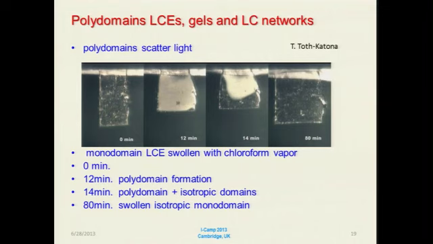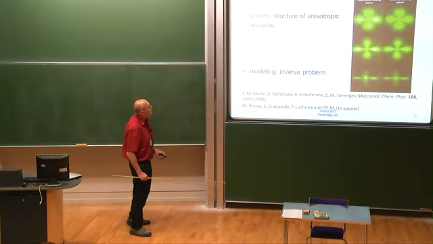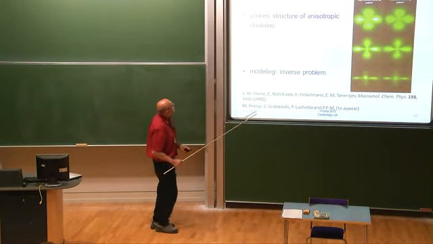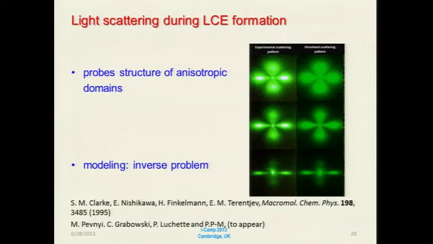As more solvent vapor is absorbed, again, it's like changing the temperature, if you like, then an isotropic region appears, and eventually the whole sample goes isotropic. So this is a fairly standard story. The initial formation is polydomain, then it can become a monodomain, and vice versa. Polydomains typically scatter light if the domain size is in the range of optical wavelength. And of course, one can also use light scattering to probe the structure of the domains, which are typically anisotropic themselves. And then modeling, this is kind of a tough problem.